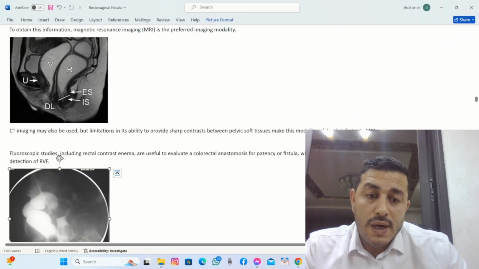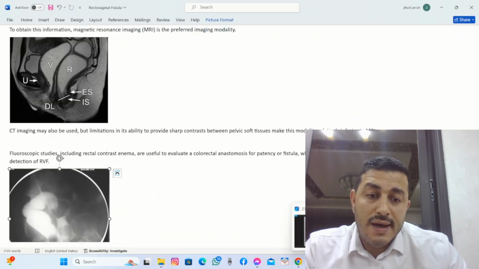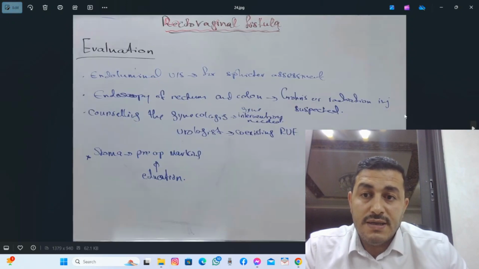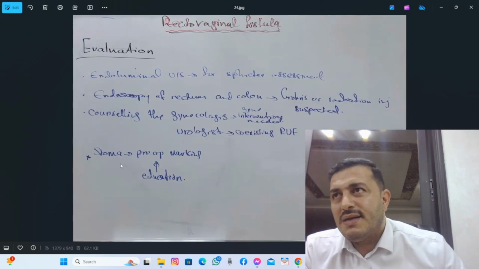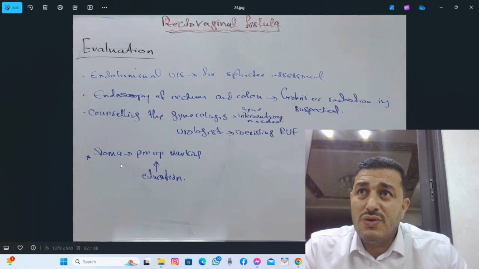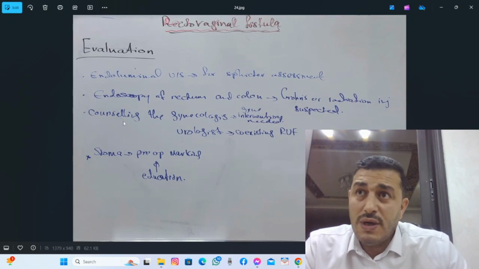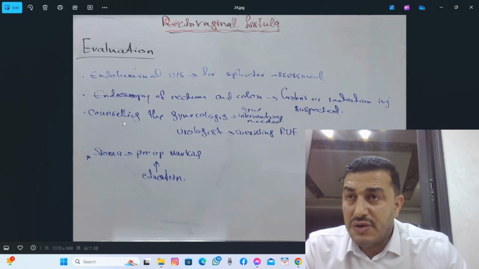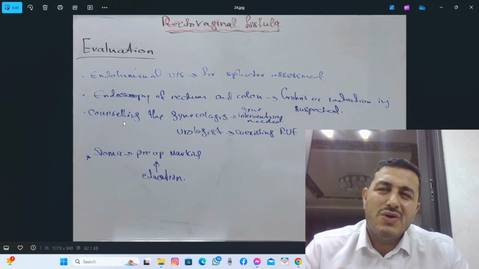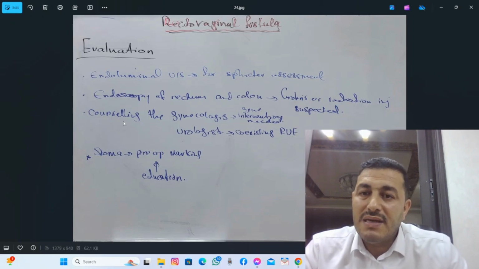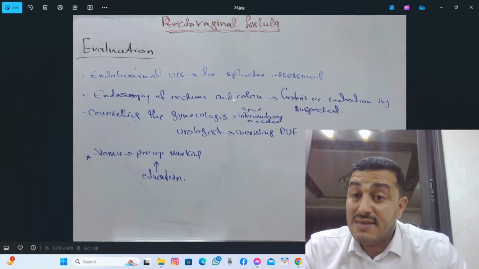And what else can we add about the evaluation of these patients? In the endoluminal ultrasound, we know that it is good to assess if there is a fistula and to assess the sphincter integrity. But actually here we are talking about the septum, a higher fistula a little bit, so it's not the first-line imaging study. It can assess the sphincter.